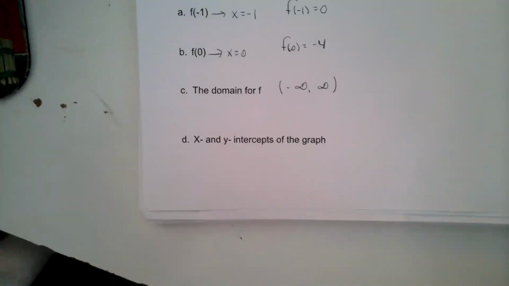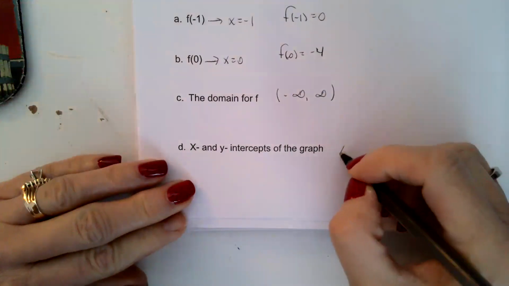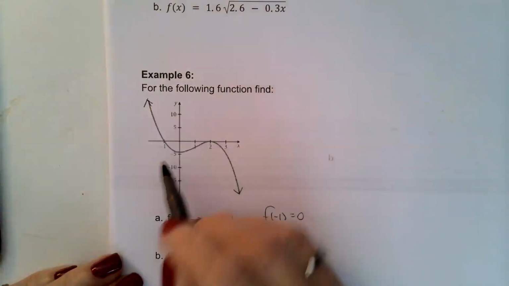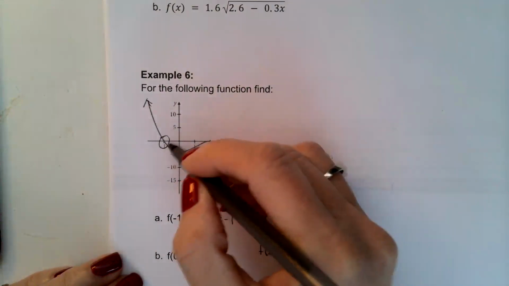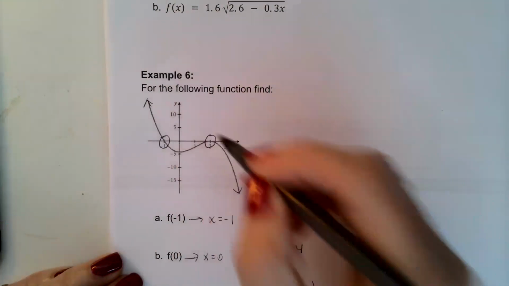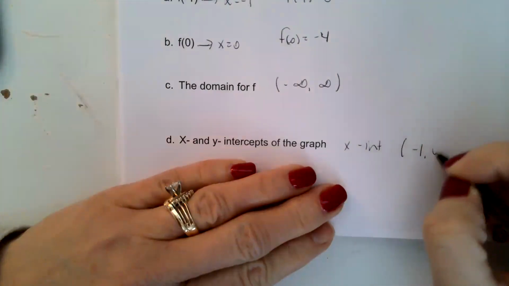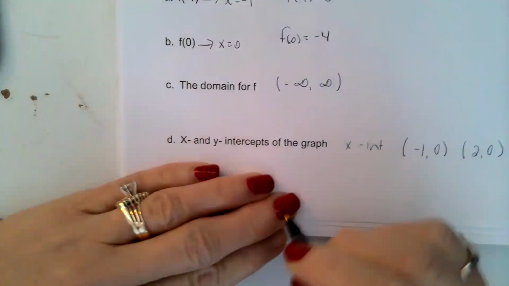And then it's asking me for the x and y intercepts. So the x intercepts, where I cross the x-axis. So let's just see. It looks like I cross it twice. It looks like we cross once here at -1, 0, and once here at 2, 0. So it looks like we have two of those. So we have a -1 and 0, and then 2 and 0.